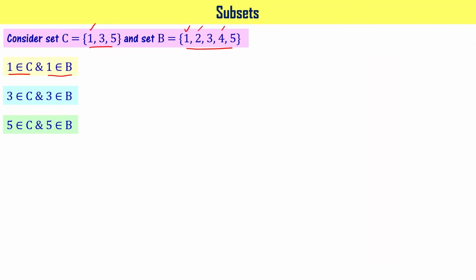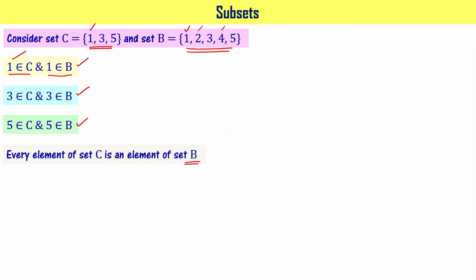But we are not really bothered about that. For the time being, you see all the elements of set C are part of set B also, right? Every element of set C is an element of set B. 1 is an element of set C and it is also part of set B. 3 is the same and 5 is the same, right? Every element of set C is an element of set B. For that reason, you say that set C is a subset of B. Got it?